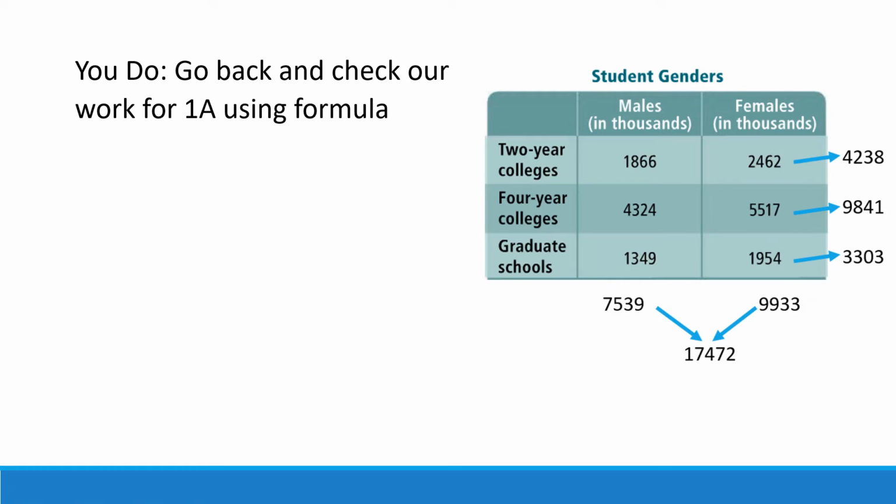And then I want you to go back and check your work for 1A using this specific formula. I already put in the numbers for you, and I have the table up here so you don't have to flip back and forth. Once you finish those two, go up front and check your work with my key.